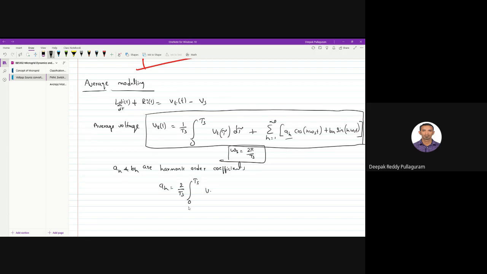To be frank, I too don't remember all these formulas. I'm just writing it from my own material. So the integral of v_t(tau) cos(h omega_s tau) d tau. Similarly, b_h we have 2 by T_s, integral from 0 to T_s of v_t(tau) sin(h omega_s tau) d tau.